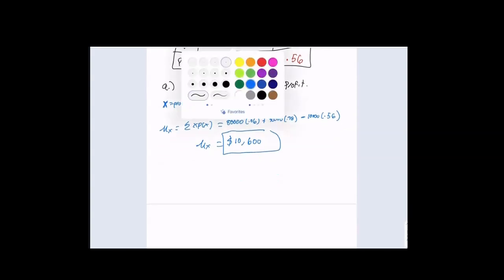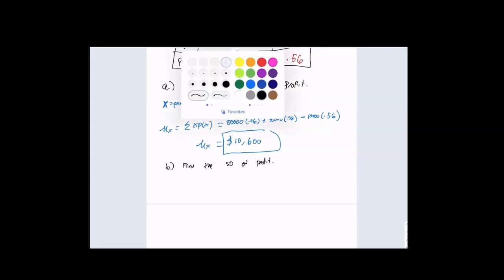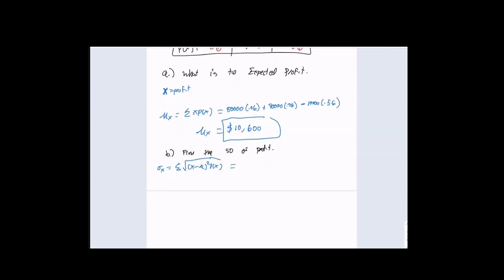B, find the standard deviation of profit. All right. So standard deviation is equal to the square root of the summation of (x minus the mean) squared times p of x. All right. So we're just going to take our same outputs, and I'll do the square root afterwards.